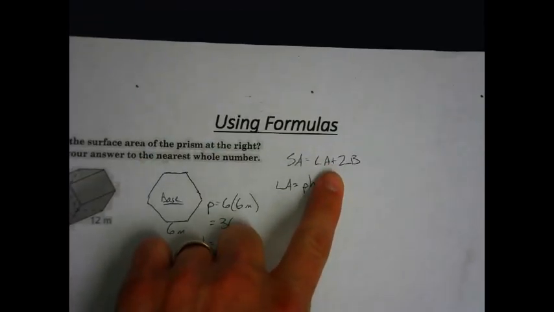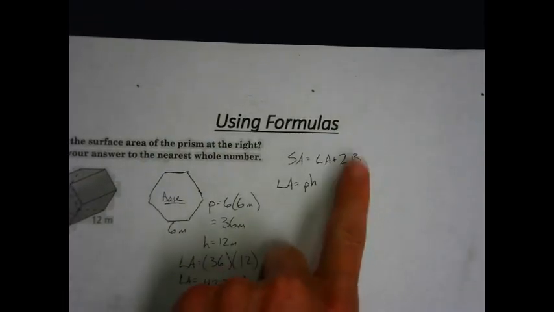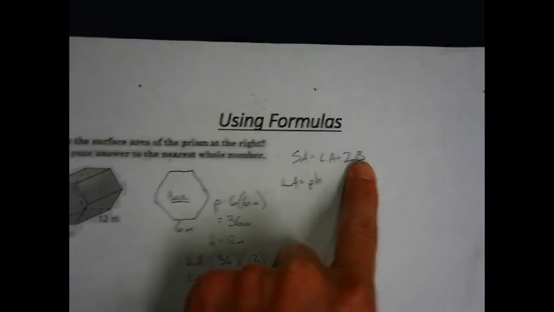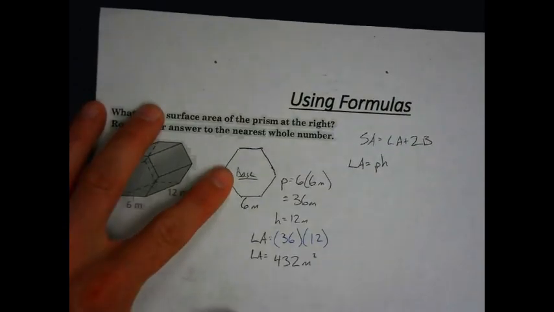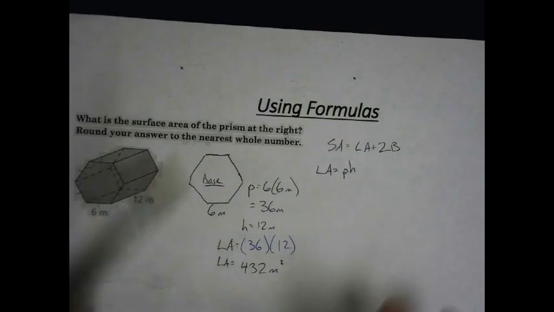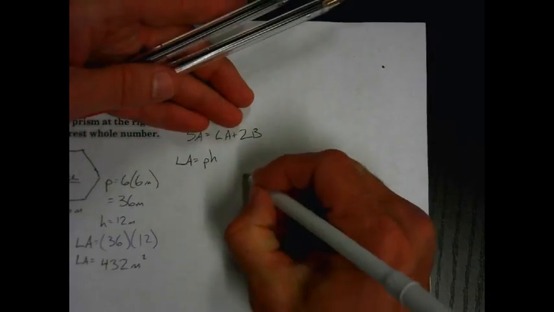Now when we get the surface area, now we know the lateral area, 432, we need to find 2 times the area of the base. We need to find the area of the base. Do you remember how to find the area of a regular hexagon? So let's take a look at some review.